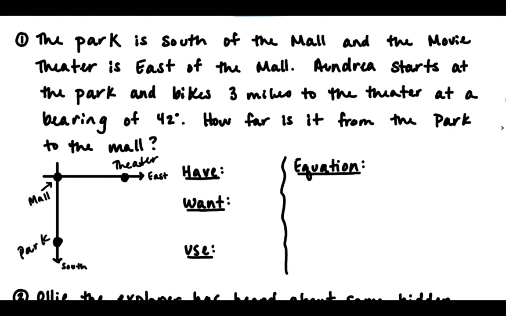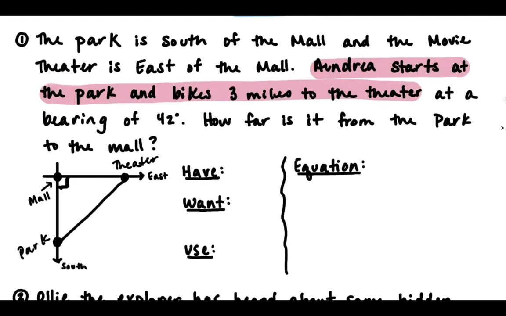Okay, and then I can connect those two dots and make our triangle that's going to help us solve this problem. Now we're going to look for the information we have, label our triangle with it, and then solve. First thing is Andrea starts at the park and bikes 3 miles to the theater. So park to theater is 3 miles. If I start at the park and go straight to the theater, that's 3 miles right there.